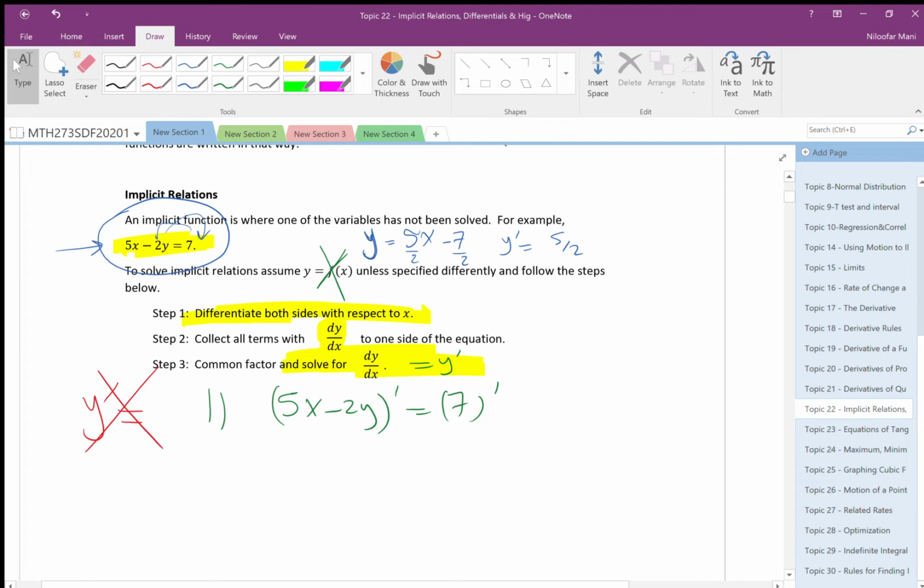So all the rules stay here. So I have to, for example, derivative of addition, derivative of subtraction, 5 comes out, 2 comes out, all of them, okay? So you do derivative of first minus derivative of second equals 0. So far, so good. So what is derivative of 5x? The same as before, 5. What is derivative of 2y?